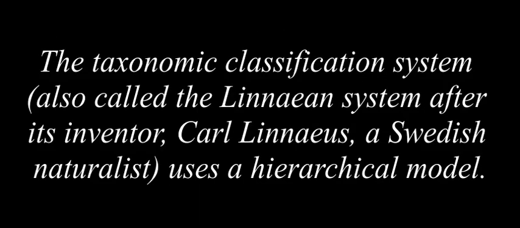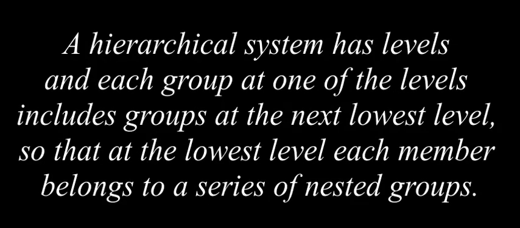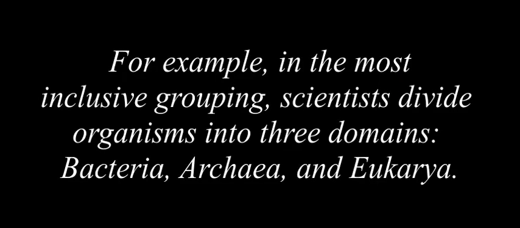The taxonomic classification system, also called the Linnean system after its inventor Carl Linnaeus, a Swedish naturalist, uses a hierarchical model. A hierarchical system has levels, and each group at one of the levels includes groups at the next lowest level, so that at the lowest level each member belongs to a series of nested groups. An analogy is the nested series of directories on the main disk drive of a computer. For example, in the most inclusive grouping, scientists divide organisms into 3 domains: bacteria, archaea, and eukarya.